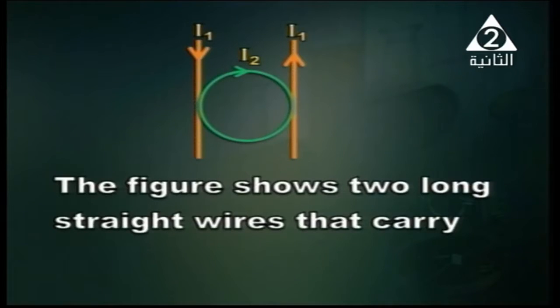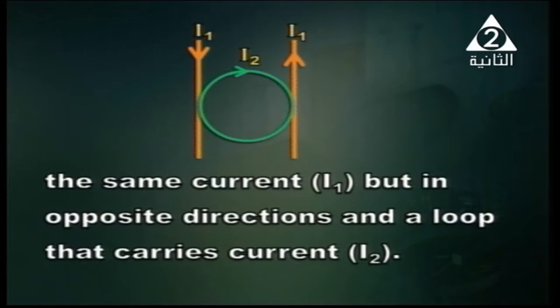And now we've got a problem. We've got two wires as shown in front of you and a circular loop. The figure shows two long straight wires that carry currents of the same intensity, denoted by I1, but in opposite directions, and a loop that carries a current I2. They are placed in one plane, as shown in front of you.